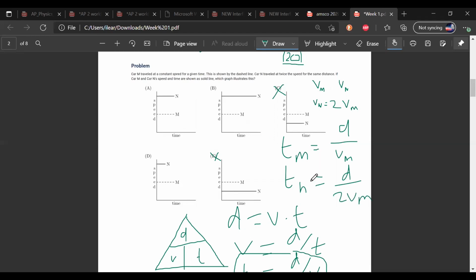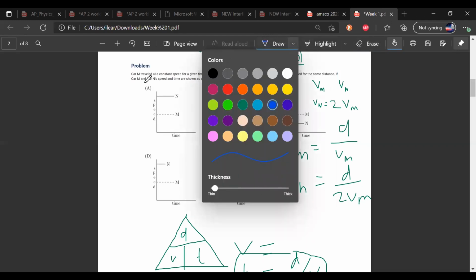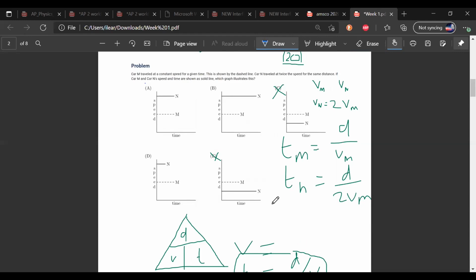So in fact, let's actually erase this because that takes up a lot of space. And now let's change color since green is getting a bit bland. All right, so we can write Tm in terms of Tn. So Tm is equal to 2 times Tn. We get this because of their denominators. 2 times this is just equal to this. So in other words, we get that the time that M spends should be twice the amount of time that Tn spends.